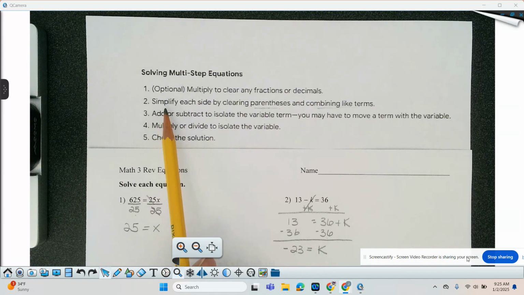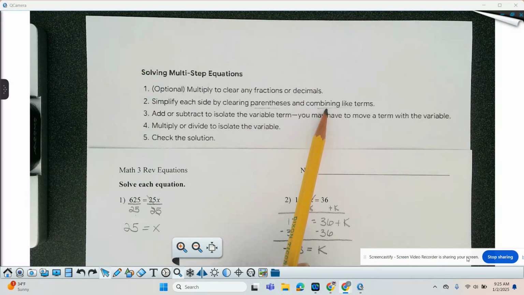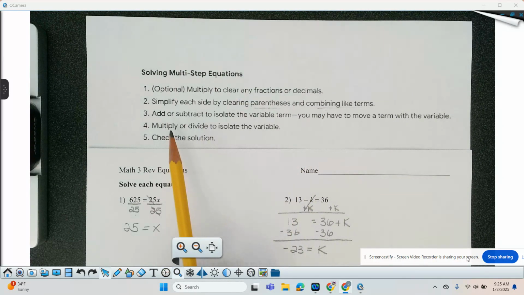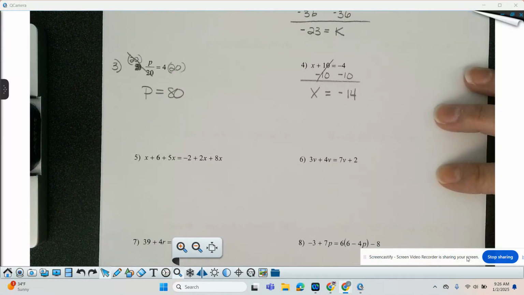Your number 2, you're going to check to see if you have parentheses, and if you do, you're going to simplify, usually by using the distributive property. If you have like terms, we're going to combine those like terms on each side of the equal sign. Then finally, we're back to what we just did. We're going to add or subtract to isolate that variable, and then we're going to multiply or divide to isolate the variable, always going back and checking your answer to make sure that you're correct.